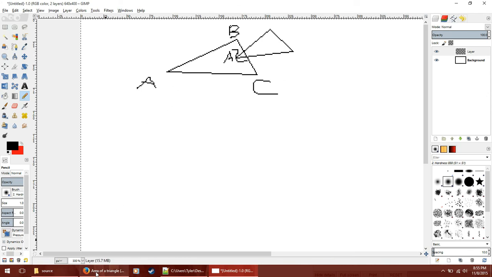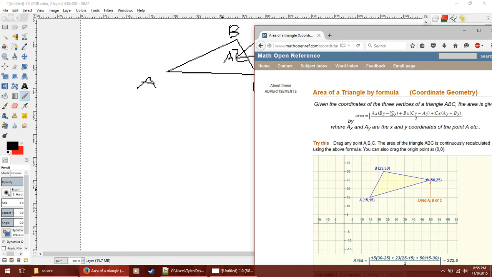But we would plug those variables into this algorithm, which is ax times (by minus cy) plus bx times (cy minus ay) plus cx times (ay minus by), all divided by 2. That'll give us the area. So ax is just the x position of A, ay over here is just the y position of A, and so on. So it's really simple.